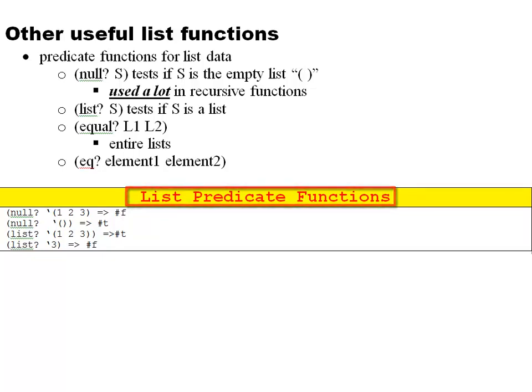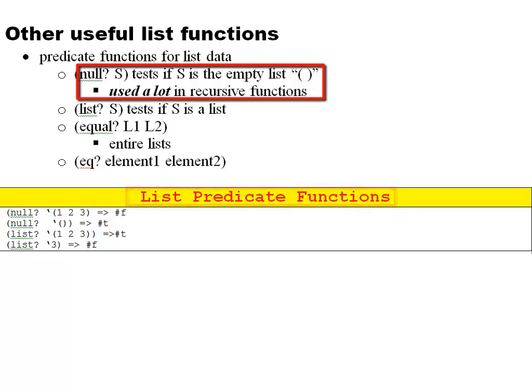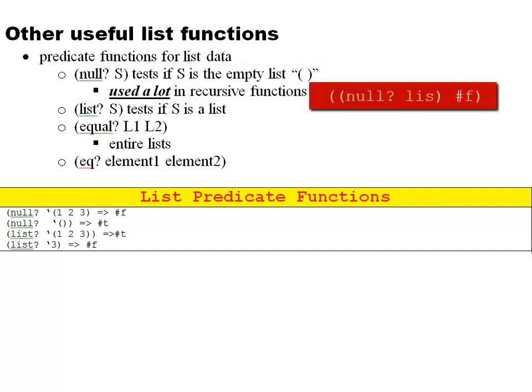which is null? And notice the question mark, so you know that's going to return a true or false, and it's going to check to see if a list is empty. This one's used a lot in recursive functions, basically in every one of them, because that's going to be our base case. If we haven't found something, the list is empty, then we return false.